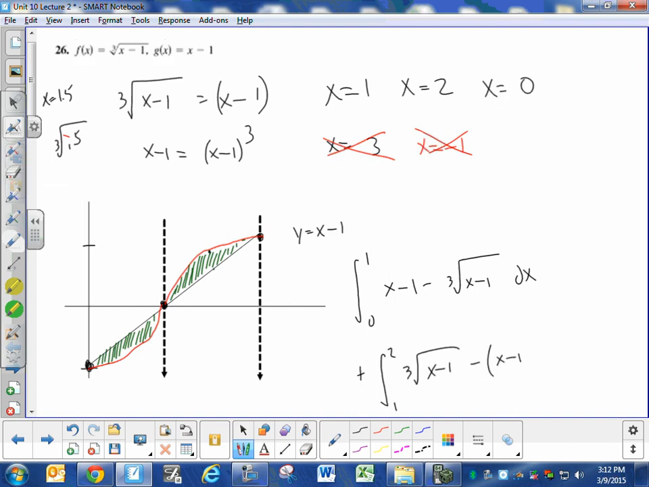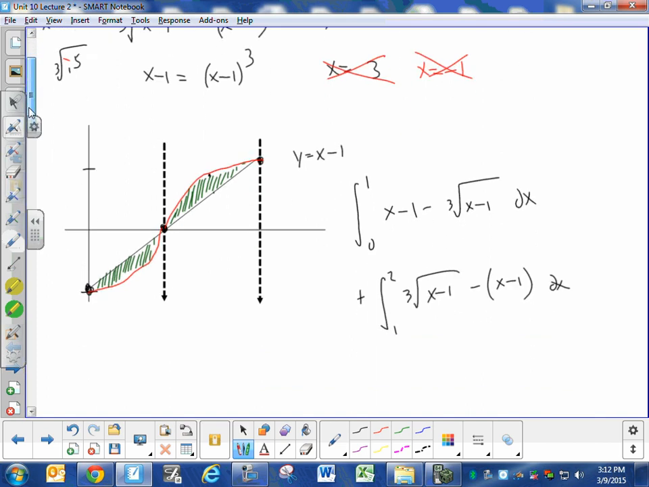Minus x minus 1. Okay, well, let's go ahead and figure that out. I'm going to do this by hand. Hopefully, it won't take too long.